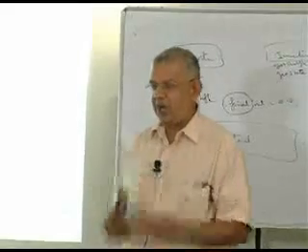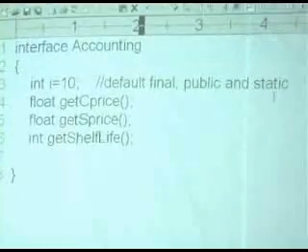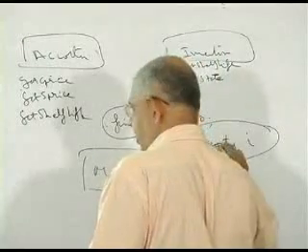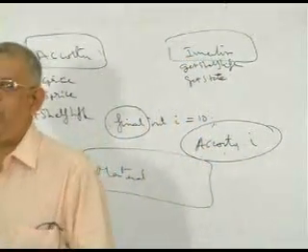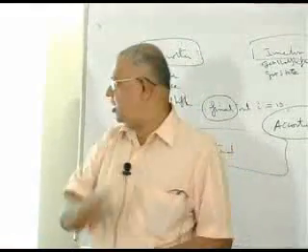We will talk more about static variables, but one of the things I have said is for static variables, you can say accounting.I and you can access it. That means you're accessing it through a class, not through a reference to that class. That is how we understood the properties of variables inside an interface.